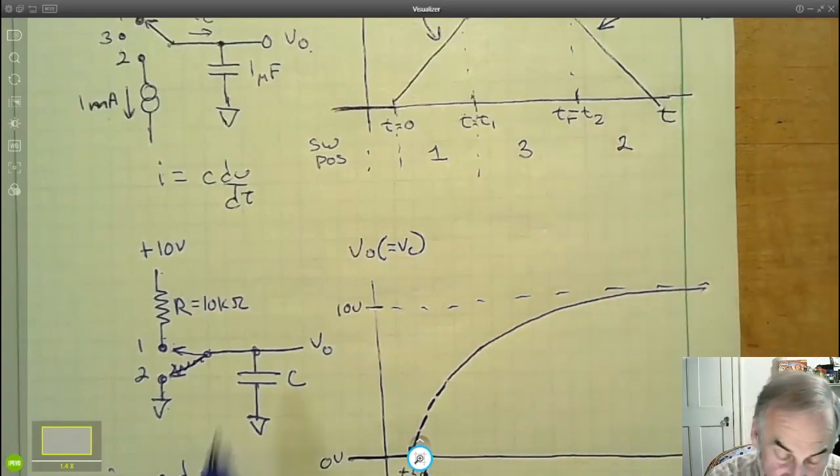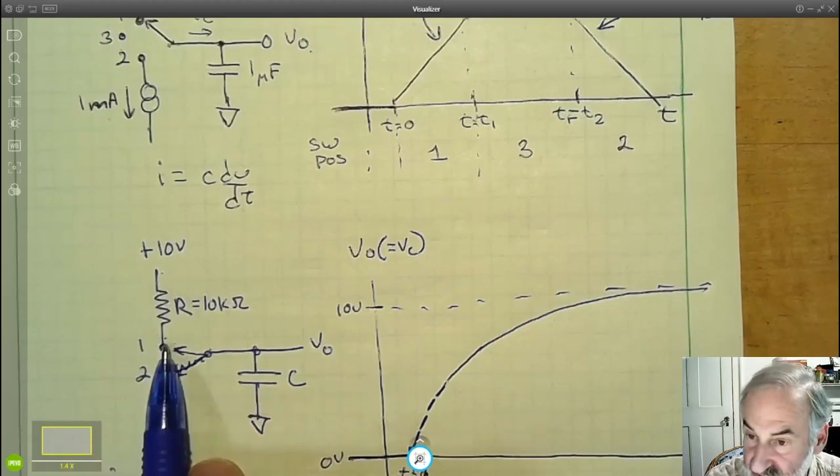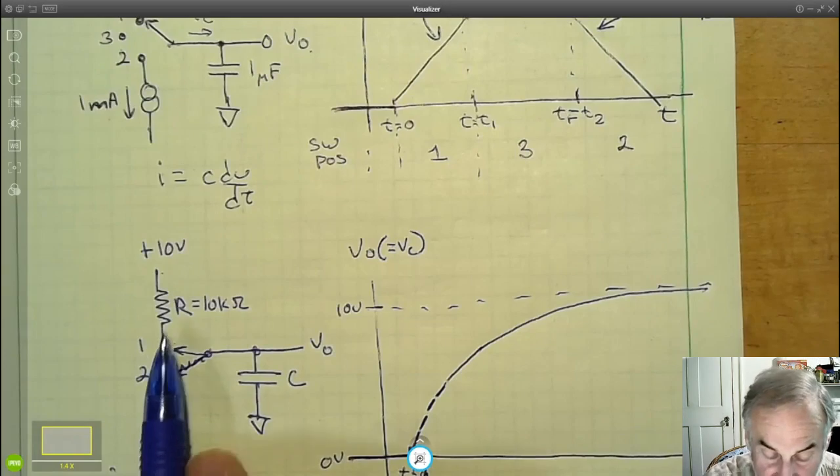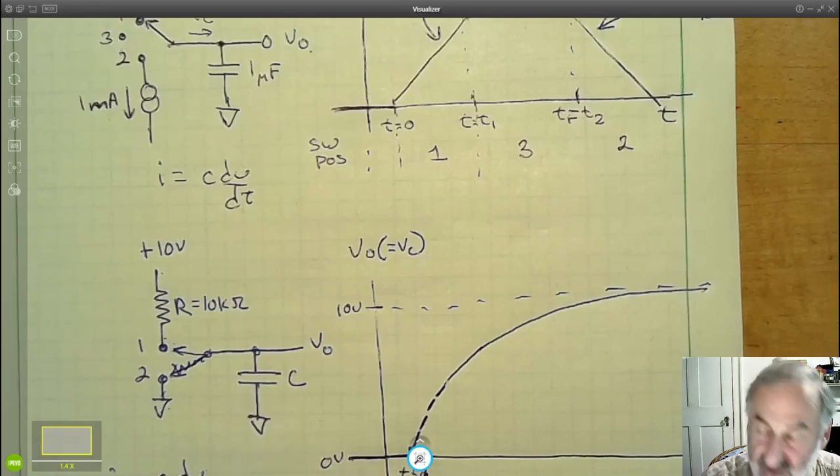Why 10 volts? Because once the voltage across the capacitor is 10 volts, the voltage across the resistor is 0. The voltage across the resistor is 0, no current flows through it. If no current flows through the resistor, no current flows into the capacitor, and we end up at 10 volts. That's going to be the terminal voltage.